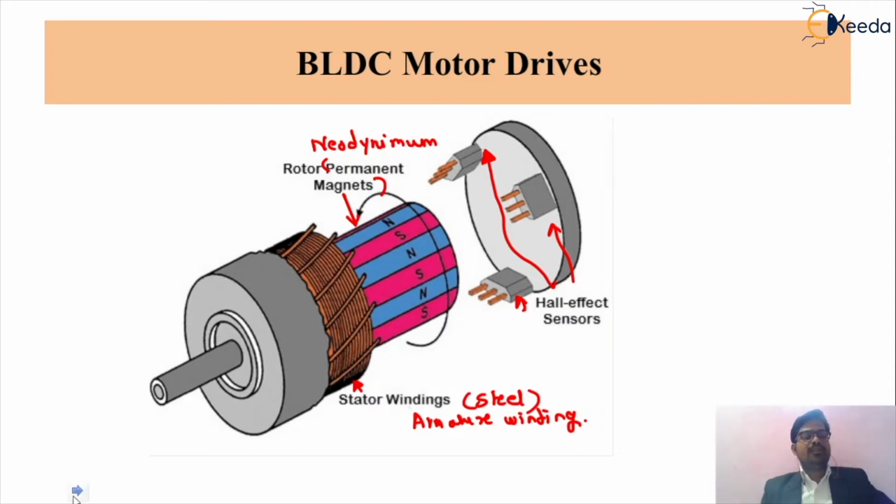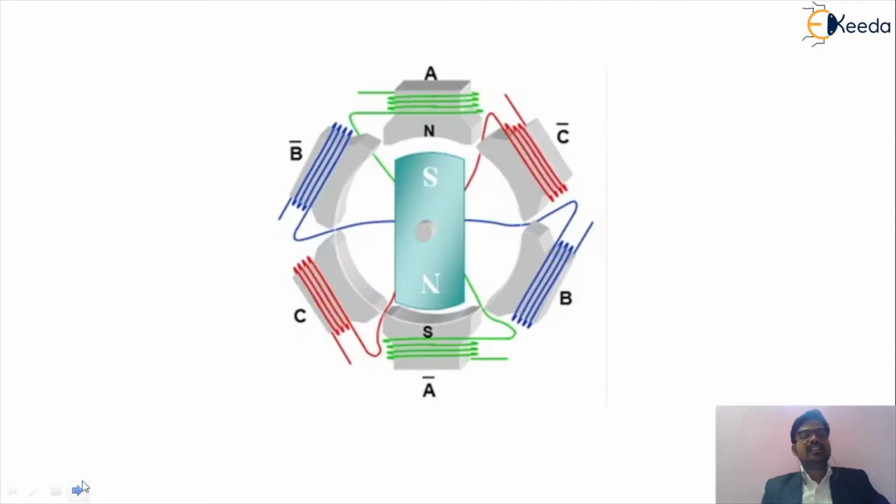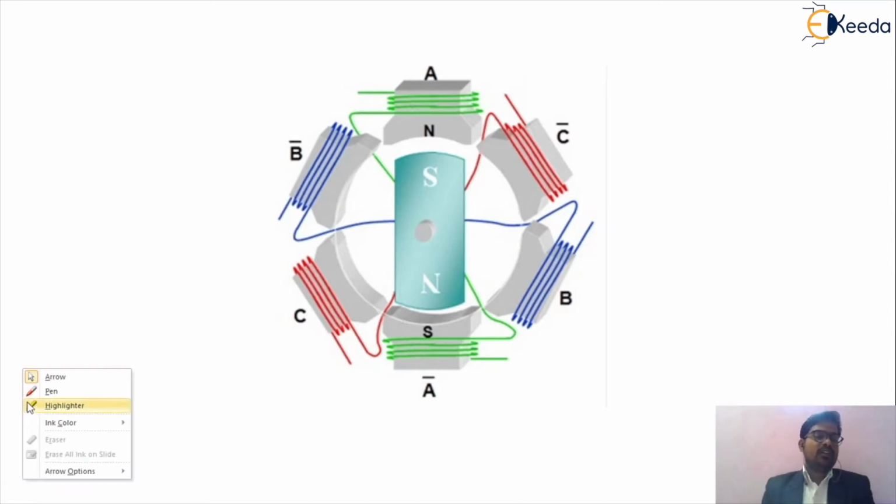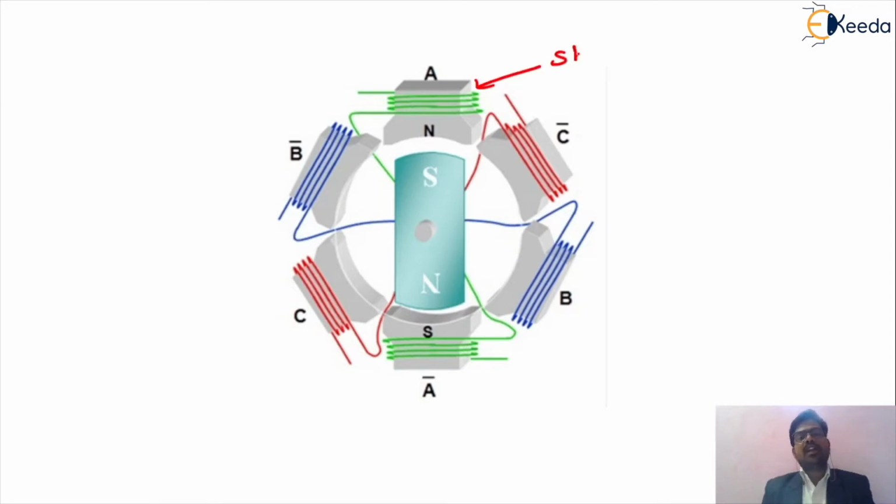Now friends, we can start to understand the basic winding of that particular BLDC motor. Concerning the basic winding of this BLDC motor, as we know, this is the stator part of your circuit, and I can write it for your understanding. This is the stator part of your motor, and this is the rotor.